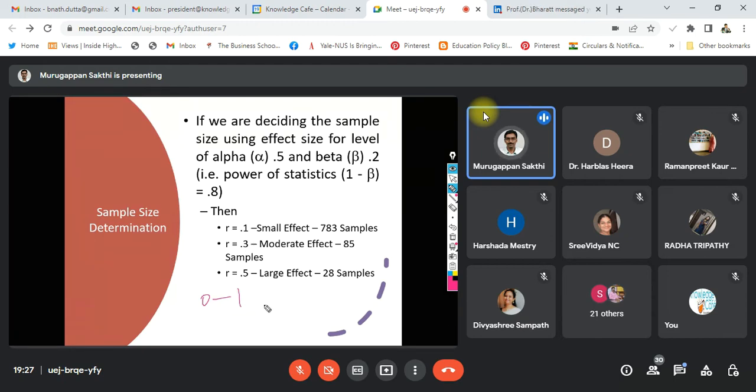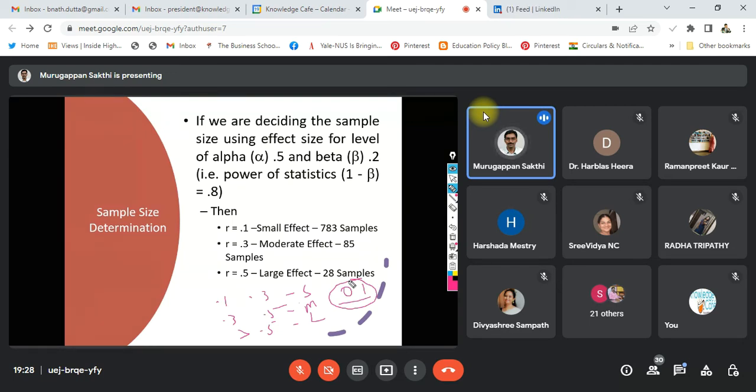If the effect size is 0 to 0.1, it's a small effect. Sorry, one minute. If it is 0.1 to 0.3, it's a small effect. 0.3 to 0.5, it's a moderate effect. This is a small effect, this is a moderate effect, and greater than 0.5, it's a large effect. The value ranges from 0 to 1. Is it right? 0 to 1. All statistical tests, you can measure the effect size.